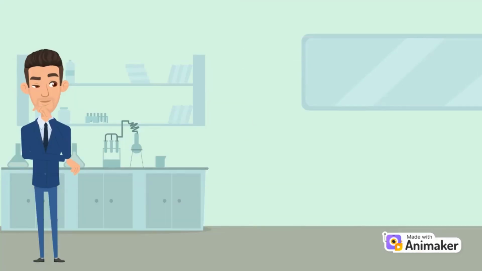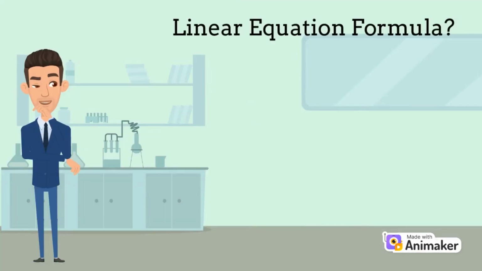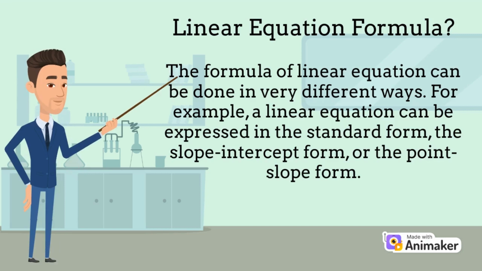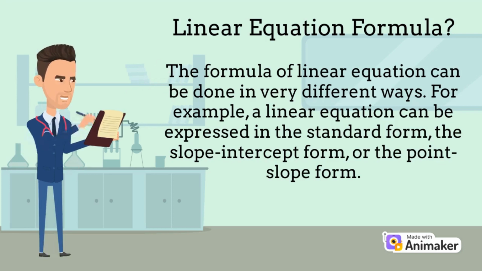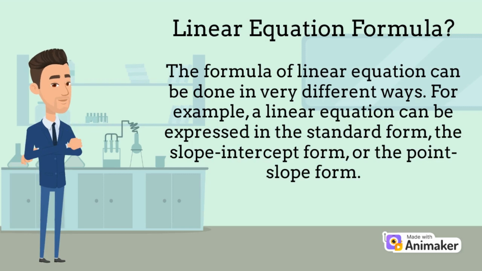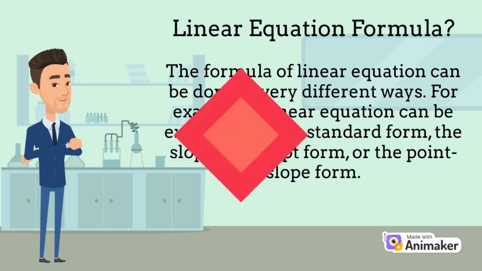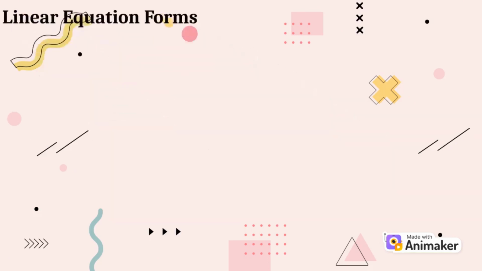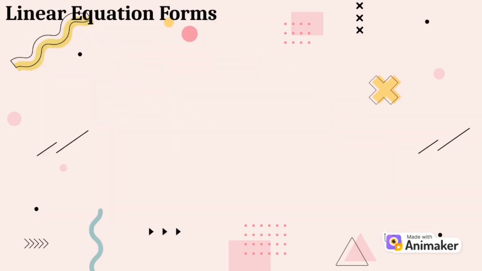So then, what is the linear equation formula? The formula of linear equation can be written in very different ways. For example, a linear equation can be expressed in the standard form, the slope-intercept form, or the point-slope form. Now, let's talk about the forms of linear equation. First, is the standard form of linear equation.